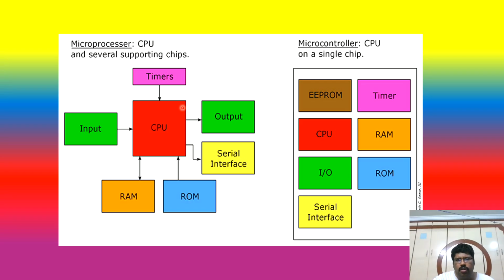Generally, a microprocessor is nothing but a CPU on a chip. That means we have only the central processing unit present in a chip. Then it is called a microprocessor. A microprocessor itself cannot perform any tasks, because only a CPU cannot do any operations.